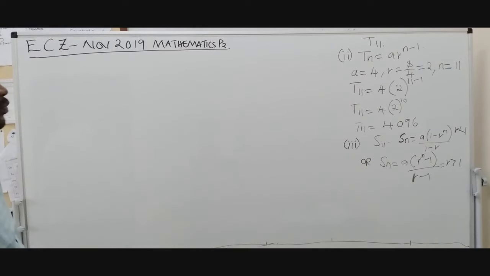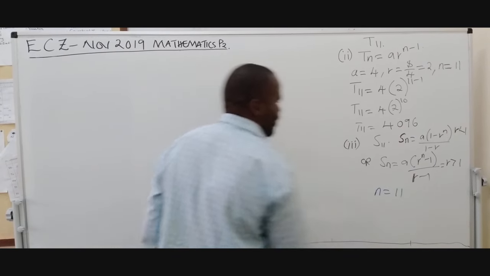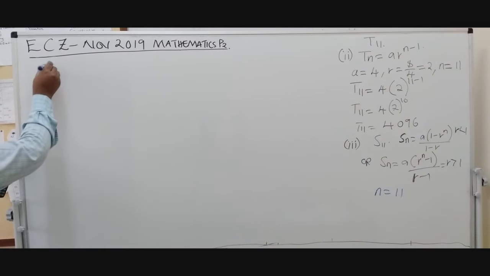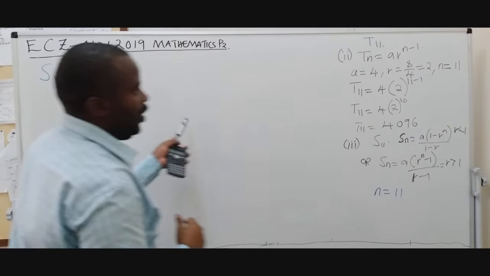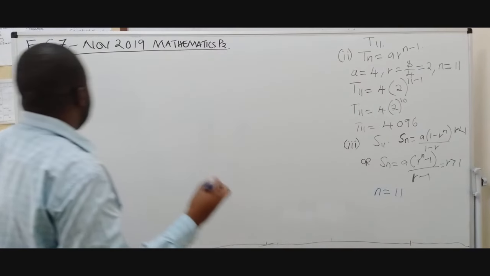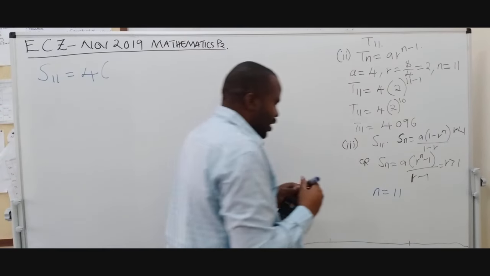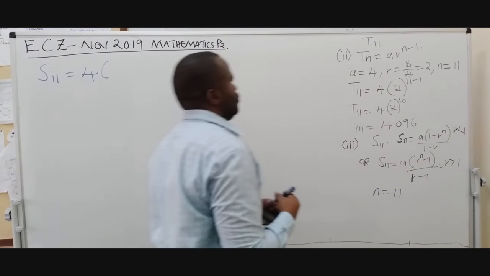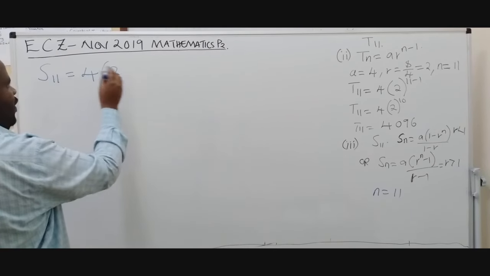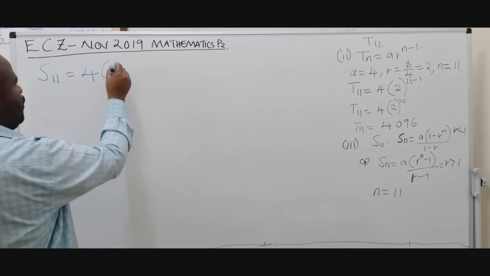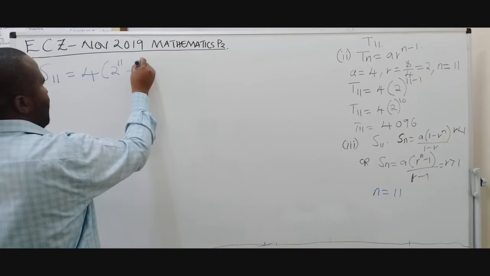Alright? So we want the sum of the first 11 terms, meaning that our n here is 11. Alright? So we are going to say S11 is equal to, what is our first term? Our first term is A here, so it is 4. Open the bracket. Alright? What is our ratio? Our common ratio is 2. So we'll say 2 to the power n. And in this case, our n is 11. Alright? So we'll say the power 11. Minus 1. Alright?